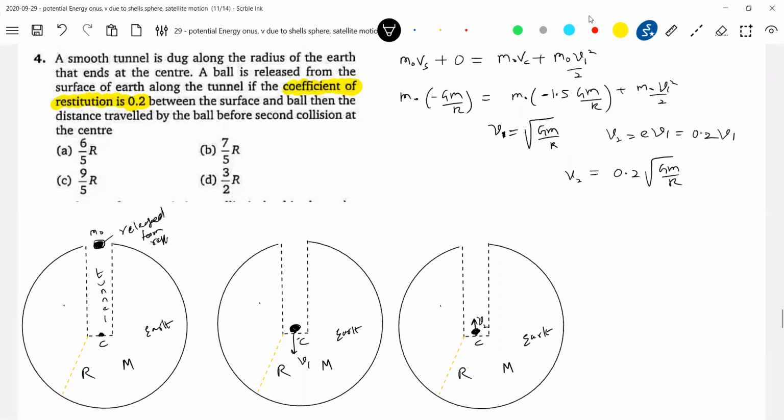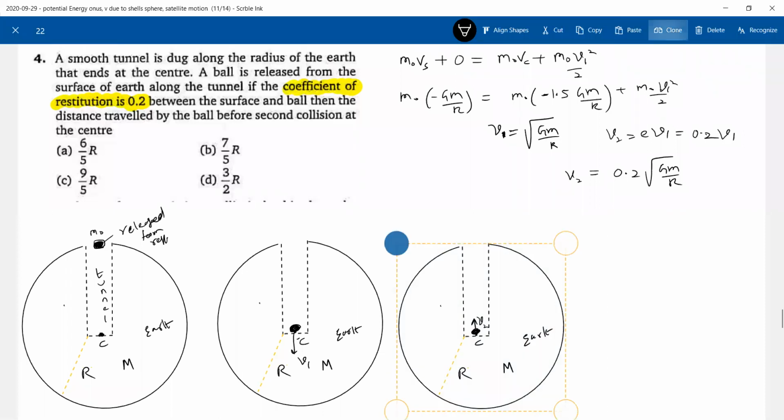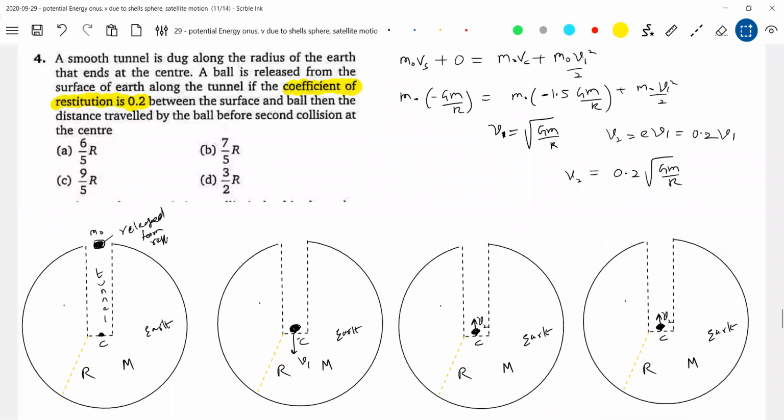Because of this speed, it will start moving up. Then can it come out of the earth, or can it reach the initial point again? What can happen to the particle? Can it come somewhere outside? No. V2 is less than v1; released from rest, it reached the center with speed v1 and has lost some kinetic energy. It cannot reach the initial point. Somewhere here it will come to instantaneous rest, and again it will go back. I'll call this point P.